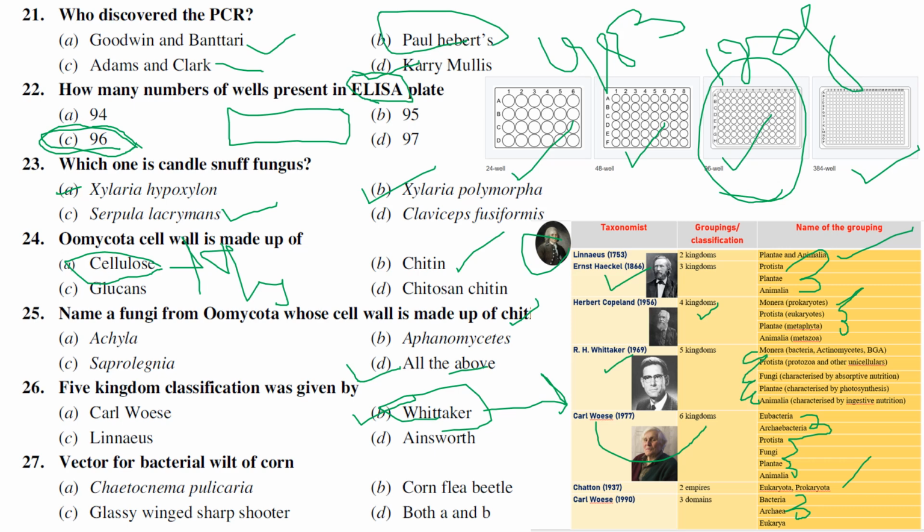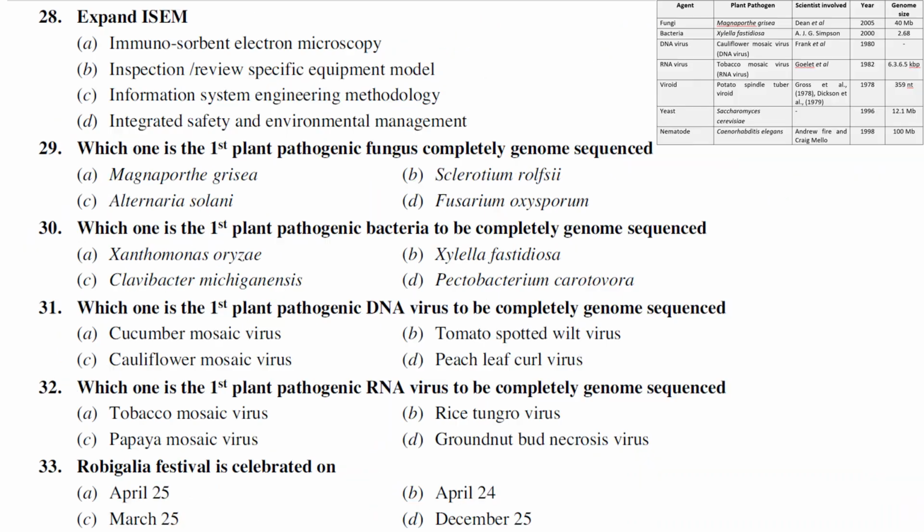So the next one is vector for bacterial wilt of corn: Chaetocnema pulicaria, corn flea beetle, glassy winged sharpshooter, both A and B. So the answer is both A and B, because it is transmitted by corn flea beetle. The scientific name of corn flea beetle is Chaetocnema pulicaria. So the answer is both A and B.